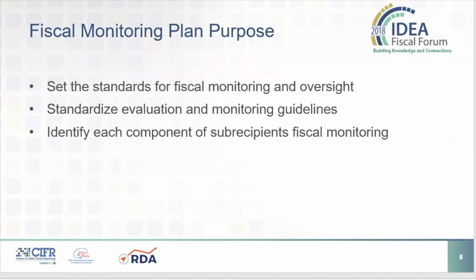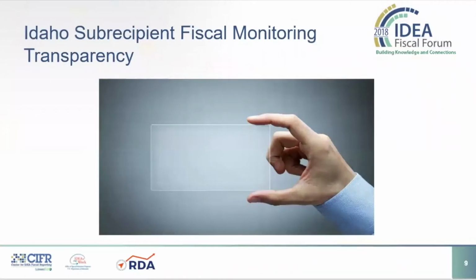And we also wanted to clearly identify all the different components of our subrecipient fiscal monitoring. And then as we were working through this plan, transparency was key. We wanted to make it transparent so that everybody, all the LEAs, knew what the criteria were, what tools or documentation we were going to use when we go to a fiscal monitoring activity with one of them, because it was really important to get their input and also to make this process transparent.